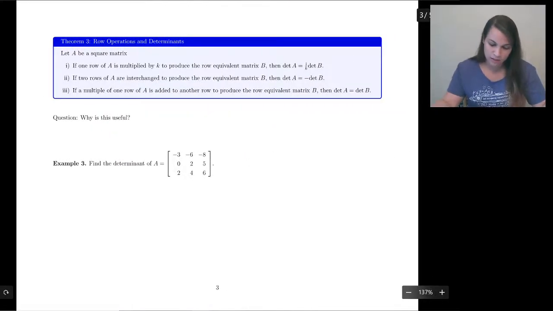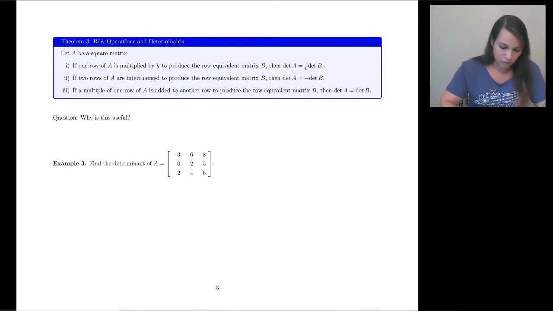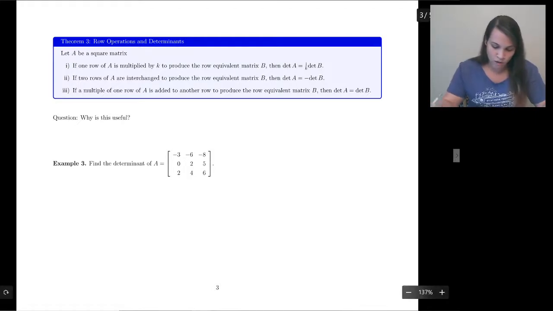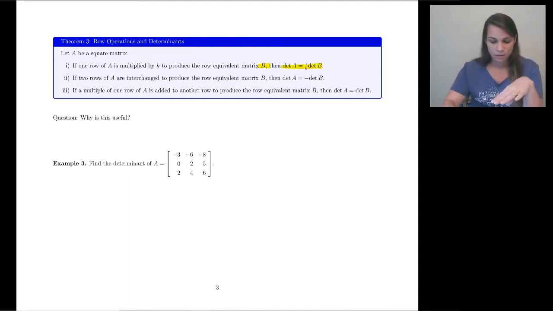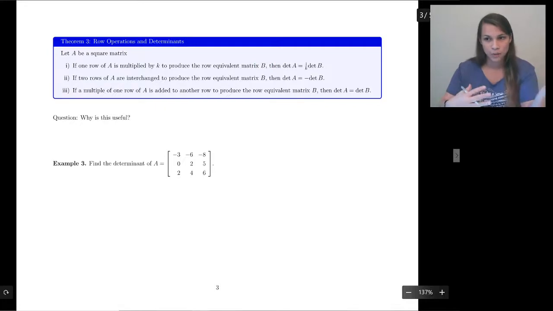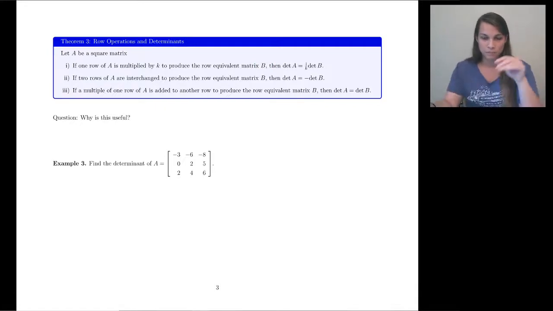So theorem 3, number 1: if one row is multiplied by k to produce a row equivalent matrix B, then this is exactly what happened. The determinant is going to be the opposite of what you had. So we did a 1/2, which means we needed to multiply by a 2. If we had multiplied by a 2, then we would have to divide the determinant by a 1/2. So we're undoing whatever we did to our row.